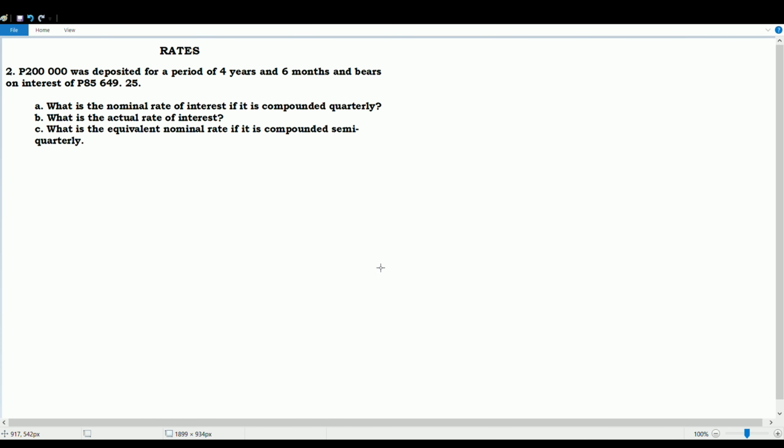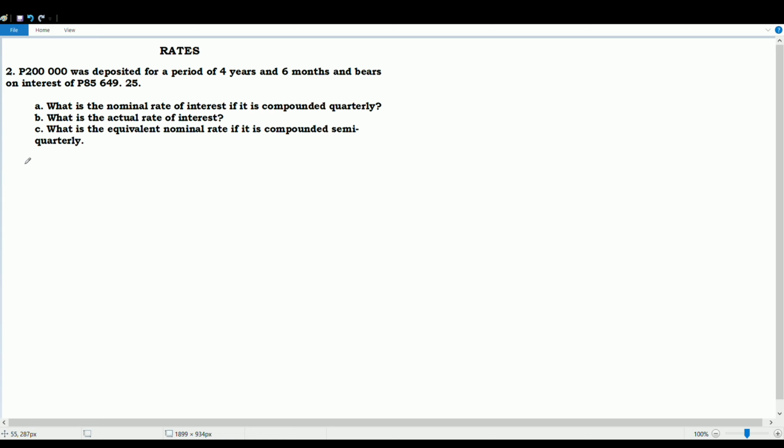Our item number 2: 200,000 pesos was deposited for a period of 4 years and 6 months and bears an interest of 85,649.25. For question letter A, what is the nominal rate of interest if it is compounded quarterly?